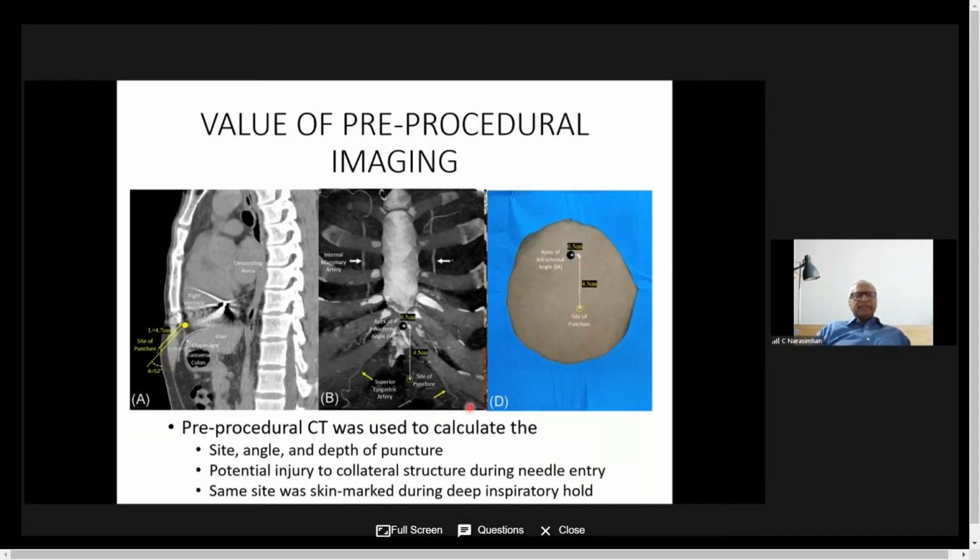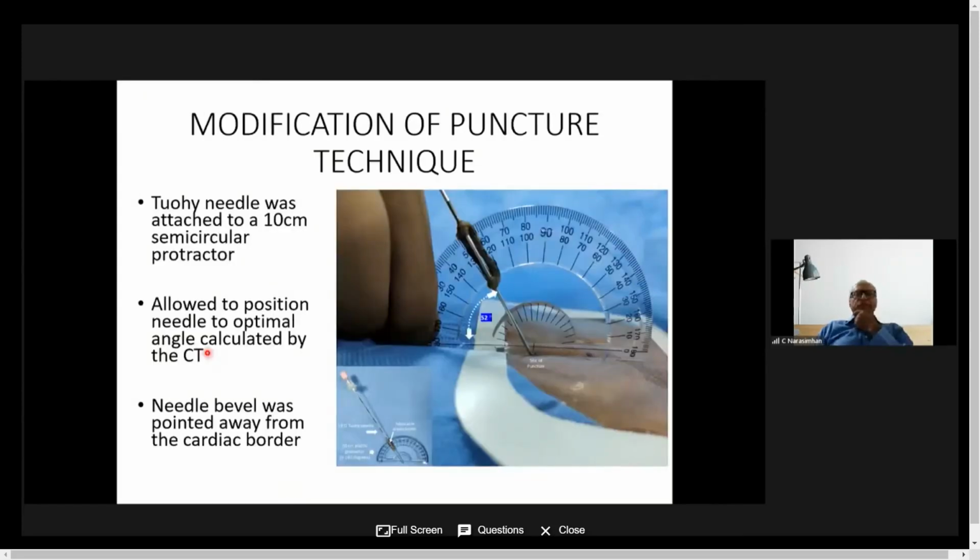So the site, angle, and depth of puncture is first assessed pre-procedurally to minimize the collateral damage, and make sure that the pre-procedural CT is obtained in end inspiration so that you can mimic the same thing on the table. We have used this simple technique in our patients. Just take a sterilized protractor and get it before, and you use the same angle which the radiologist has given you and enter.